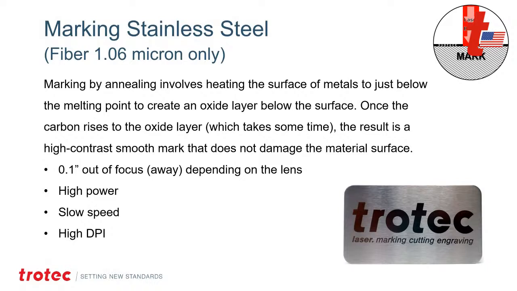Once the carbon rises to the oxide layer, which will take some time, the result is a high contrast, very smooth mark that does not damage the surface of the material. This is especially ideal for your surgical instruments, where they can't have that surface be disturbed. It also tends to produce a much blacker looking black because you're pulling that carbon out. It is kind of reflective, and so if you've got a reflective surface on the material, angle can determine how much contrast is seen, but it does definitely produce that shiny, really high perceived value look on the surface of the metal with a very durable mark.